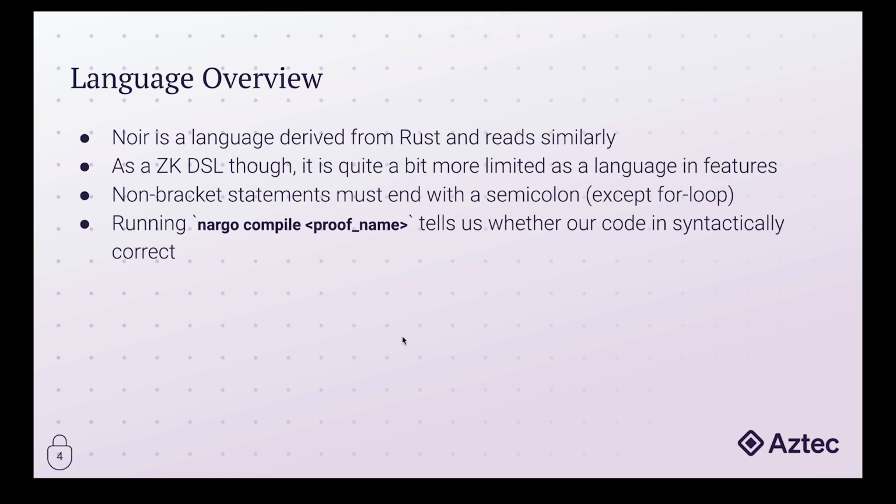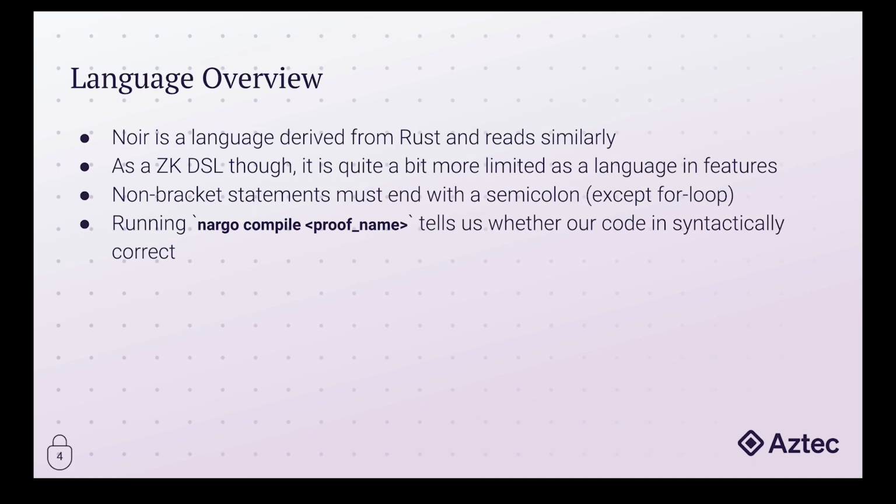Okay, so moving on to an overview of the language itself. Noir is a language derived from Rust. It was built using Rust and has inherited a lot of the code characteristics. But as a ZK DSL, it's a bit more limited in features than Rust, but it makes sense because Noir is not meant to be a general programming language. It's simply used for using zero-knowledge circuits to generate a constraint system.